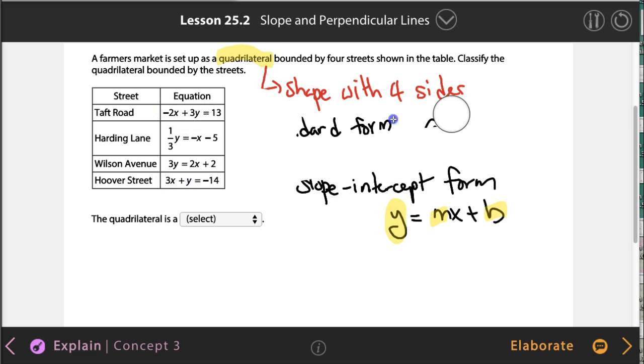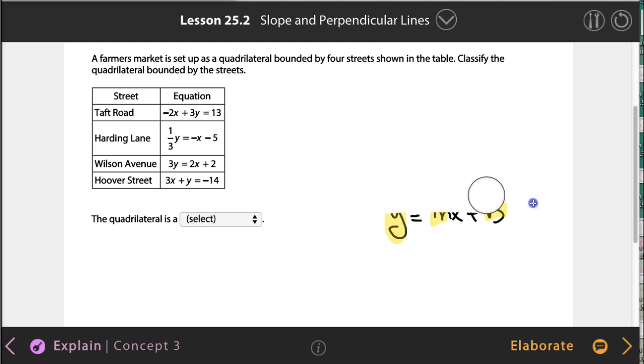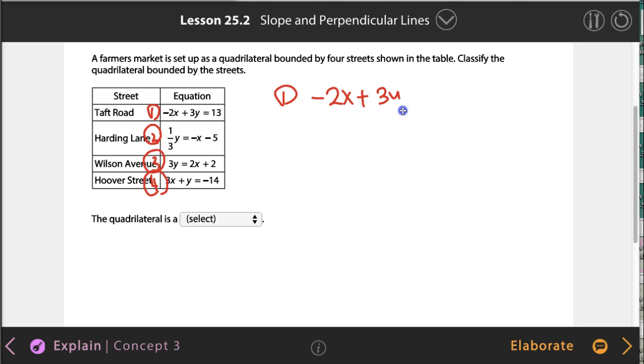Of course, I'm going to erase everything here. Alright, so what I want to do is I want to go ahead and number the four equations because it just helps me organize. Yes, I can write down the names of the roads, but it takes too long. So here's my first equation, negative 2x plus 3y equals 13. That was for Taft Road.